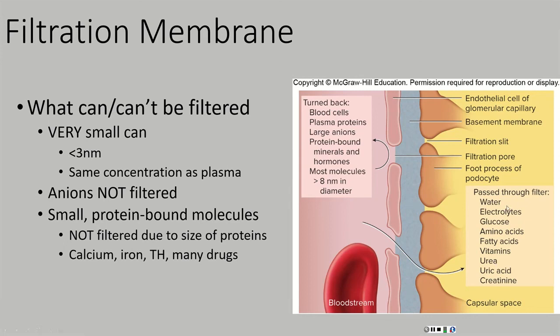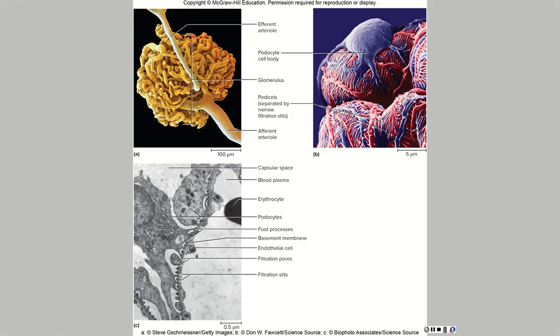So over here we see things that do pass through: water, electrolytes with a positive charge, glucose, amino acids, fatty acids, vitamins, urea, uric acid, creatinine. Those things will freely pass through. So here is kind of a look at the glomerulus.